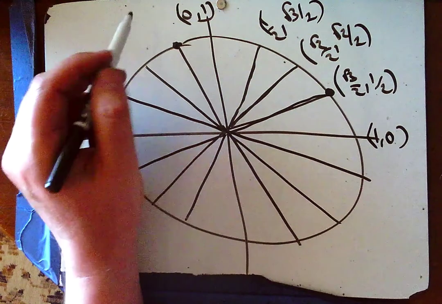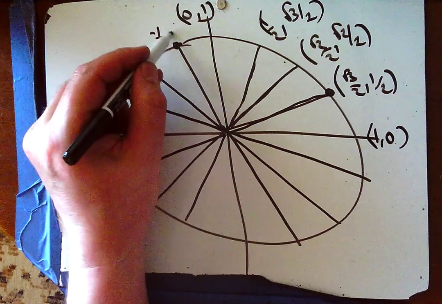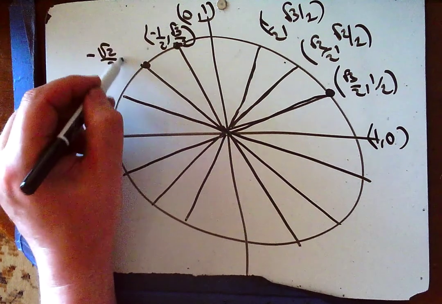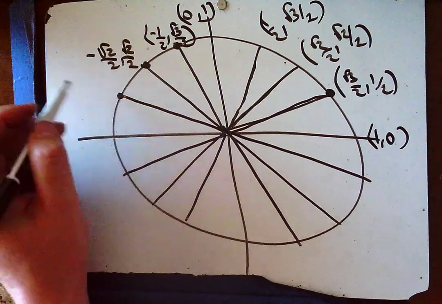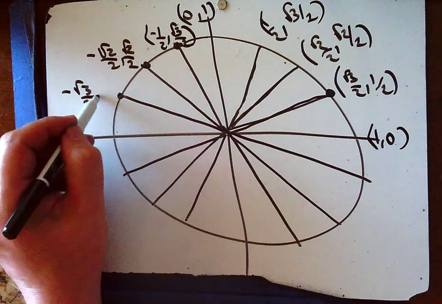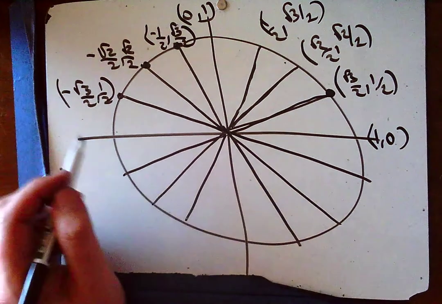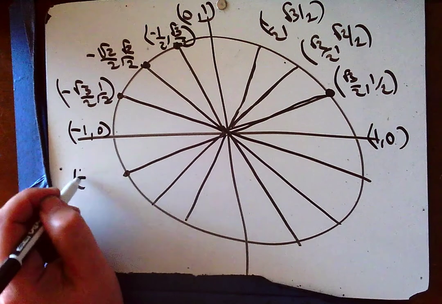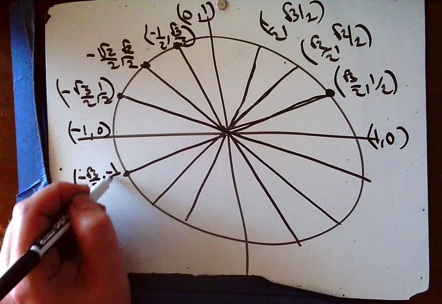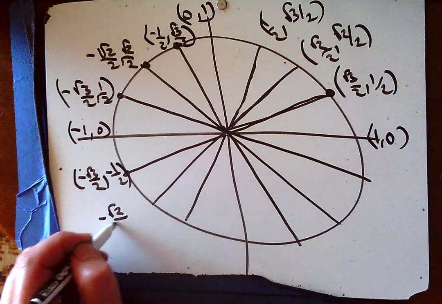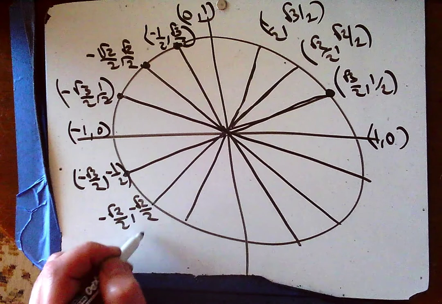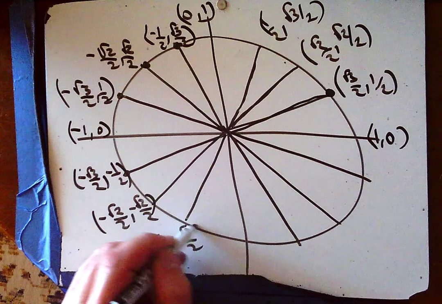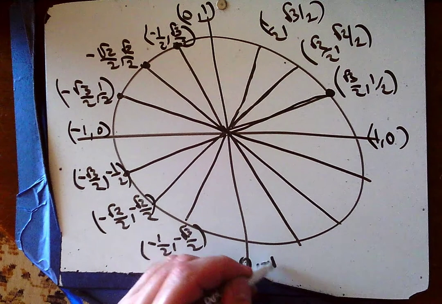Okay, over here at 2 pi over 3 we have negative 1/2, root 3 over 2. And here we have negative root 2 over 2, root 2 over 2. And here we have negative root 3 over 2, positive 1/2. This is negative 1, 0. When we come down here for 7 pi over 6, it's also negative root 3 over 2, but negative 1/2. Negative root 2 over 2, negative root 2 over 2. This is negative 1/2 coming in, negative root 3 over 2. This is 0, negative 1.